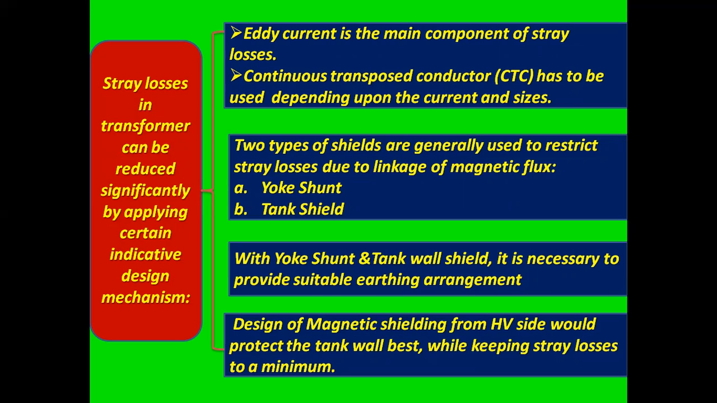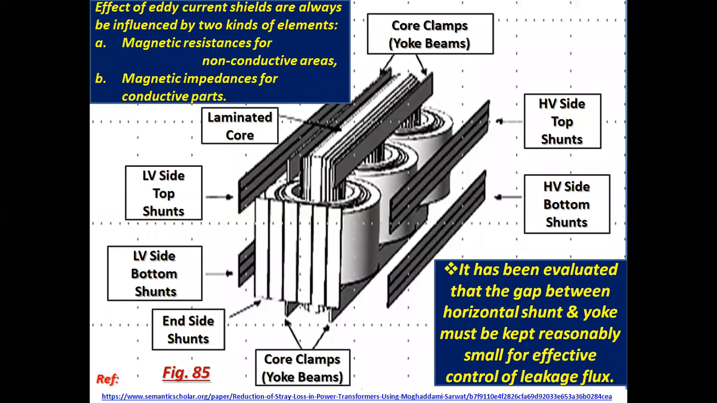With yoke shunt and tank wall shield, it is necessary to provide a suitable earthing arrangement. Design of magnetic shielding from the HV side would protect the tank wall best while keeping stray losses to a minimum. See the diagram. The effect of eddy current shielding can be influenced by two kinds of elements: magnetic resistance for non-conductive areas, and magnetic impedances for conductive parts. See the diagram.